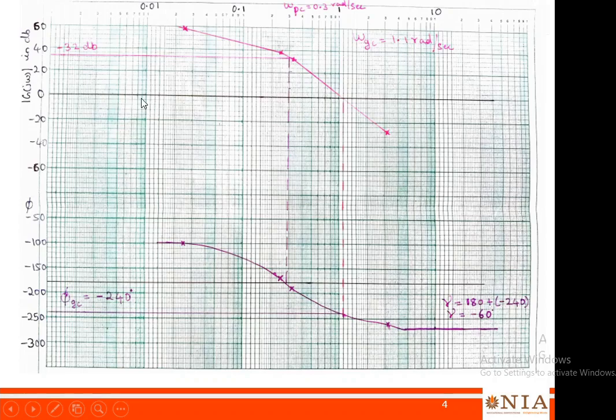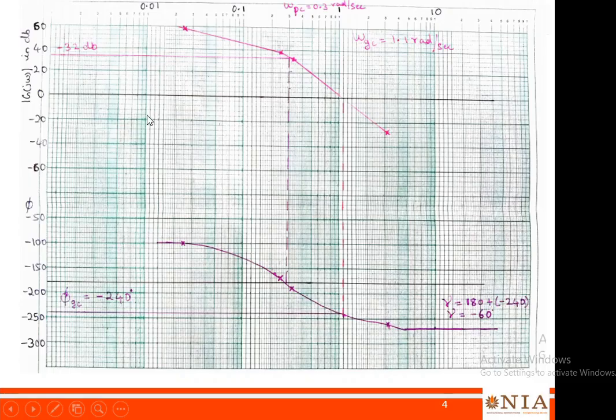From the 0 dB line, you hit the magnitude plot. Okay. What frequency is this? This point is at what frequency? Please look at the frequency. Since in the upper line I have written the frequency, I am going up to see the frequency. It is 1.1, this point. At this particular point the frequency is 1.1 radians per second. So gain crossover frequency is 1.1 radians per second.